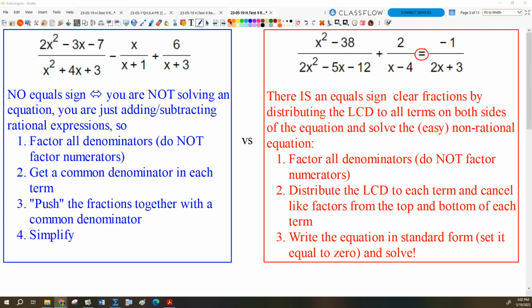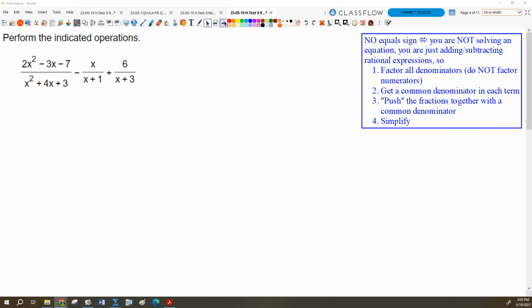Whatever equation we have, we just solve it. But it's a much easier equation at that point because it's not a rational equation. There's no variables in denominators anymore, right? So we've got to make sure we're identifying what our strategy is and following that. So what are we doing here? Are we solving or simplifying? Simplifying, yeah, we're just simplifying.